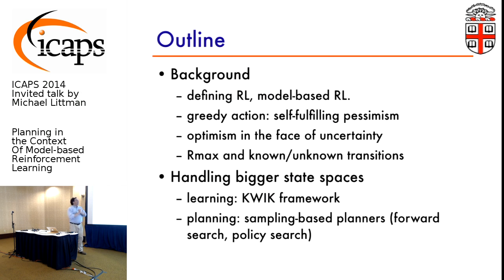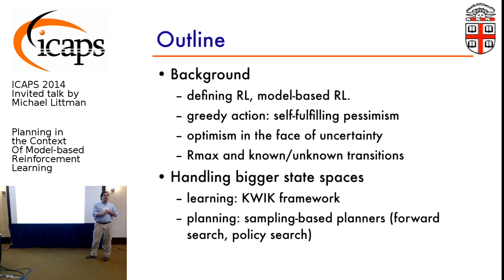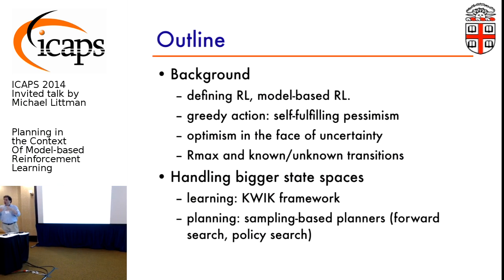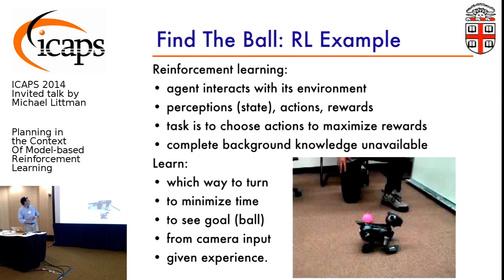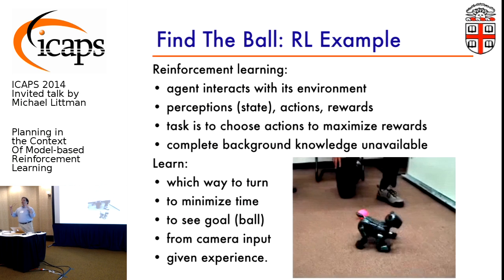All right. So the plan for the talk is to give a little bit of background in terms of reinforcement learning, and specifically model-based reinforcement learning, what some of the issues are when you try to put planning and learning together to do decision making. And then I'm going to move from there to how do you handle larger state spaces on the learning side and also on the planning side, and what sort of algorithms seem to be able to accommodate this combination of problems.